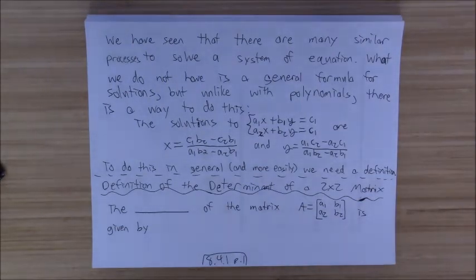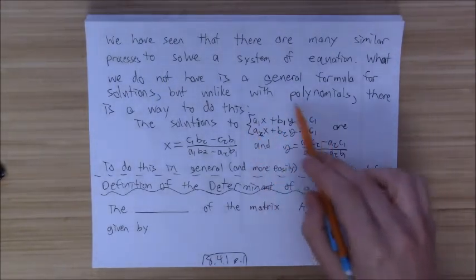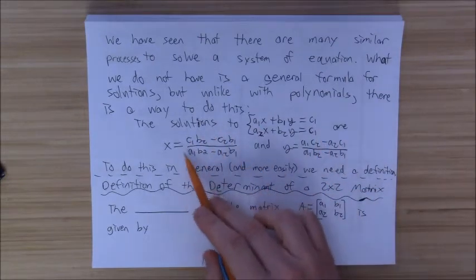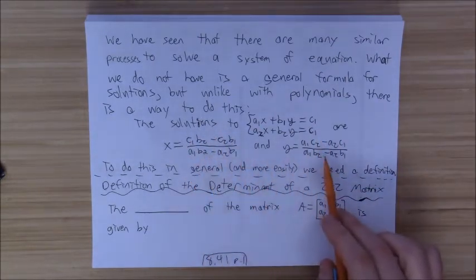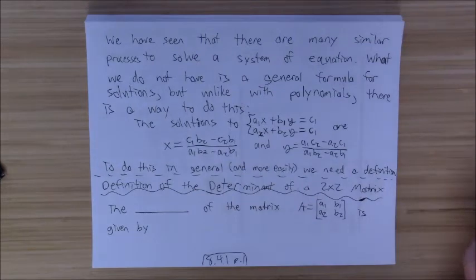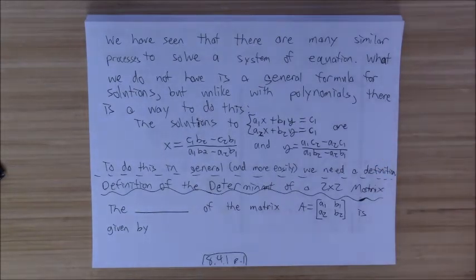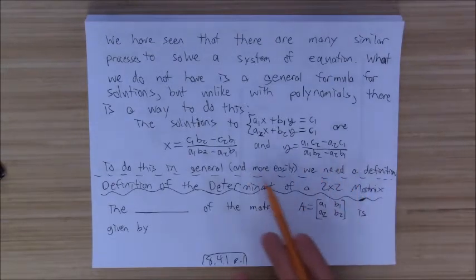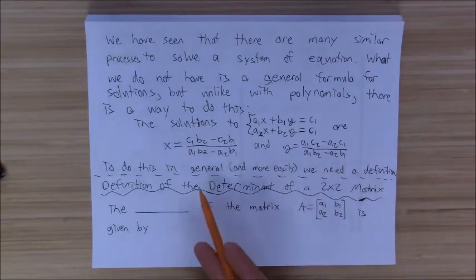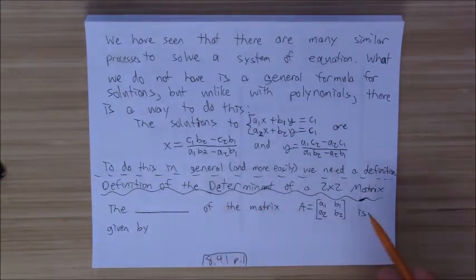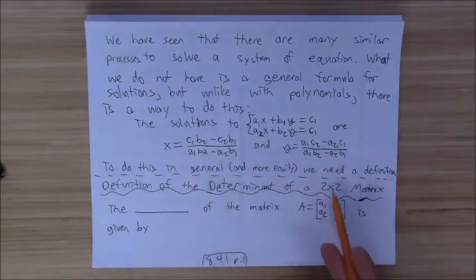Namely, the solutions of a system of this form turn out to have this as the formulas for x and y. All right, this is something called Cramer's rule, and we'll be looking more into it in a couple more videos. But this kind of gives you a motivation for why you would want to be able to do this, okay? And so to be able to do this in general, we kind of need to follow some patterns here, and we're going to need a definition.